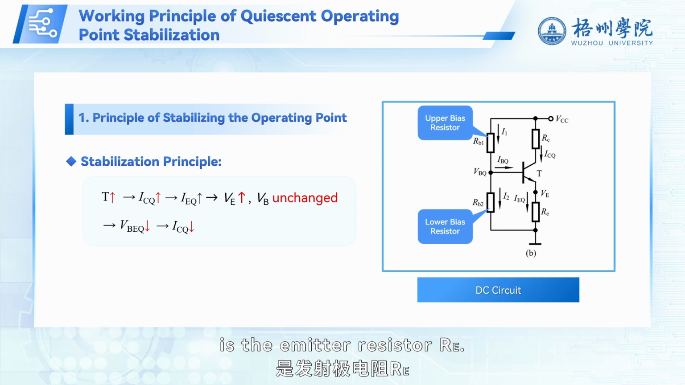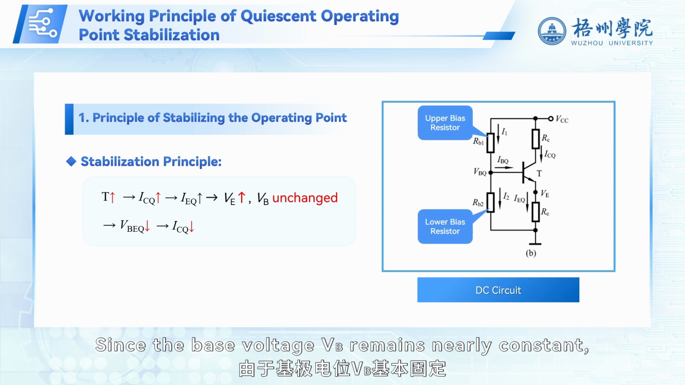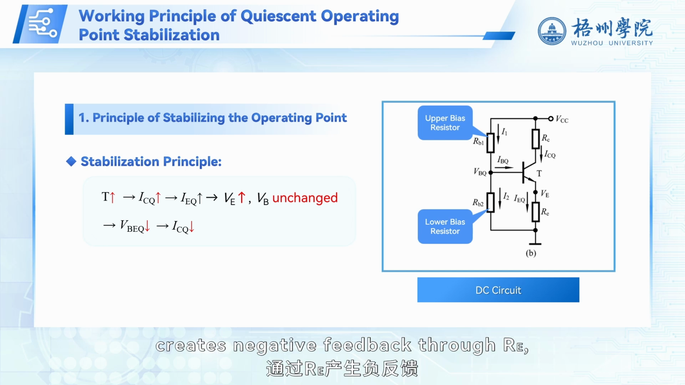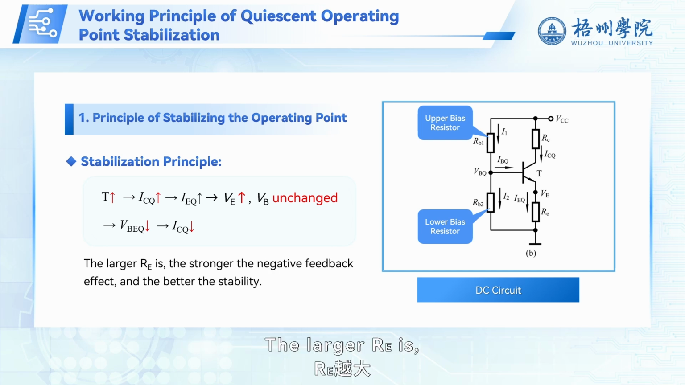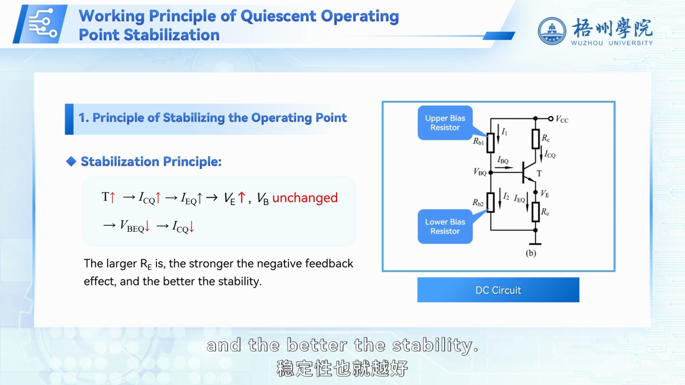is the emitter resistor, RE. Under static conditions, an increase in temperature causes IC to increase. Since the base voltage VB remains nearly constant, this current increase creates negative feedback through RE, forcing IC to decrease and maintaining a stable Q point. The larger RE is, the stronger the negative feedback effect, and the better the stability.